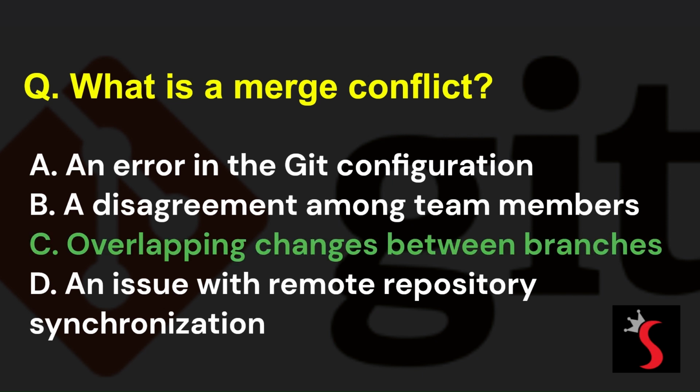And correct answer is option C. Overlapping changes between branches. Conflicts generally arise when two people have changed the same lines in a file, or if one developer deleted a file while another developer was modifying it. In these cases, Git cannot automatically determine what is correct.